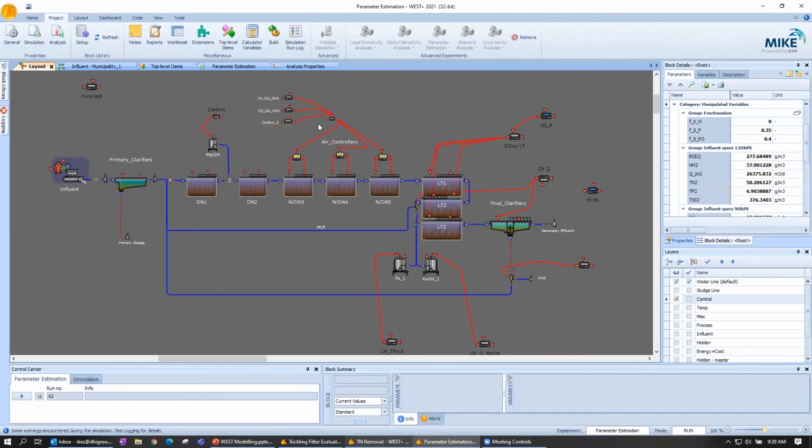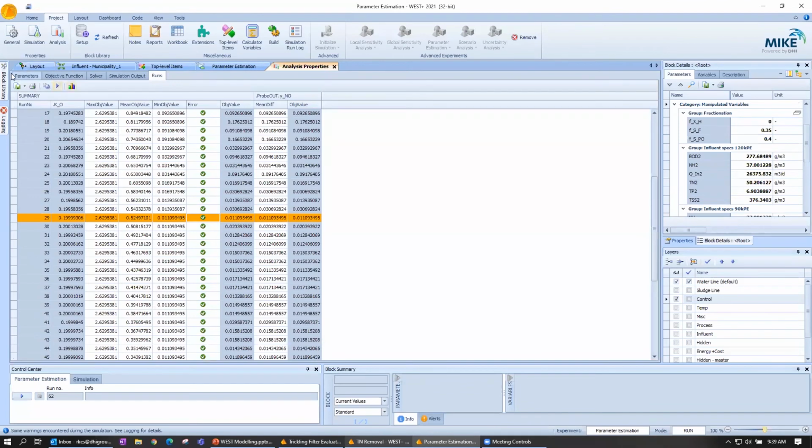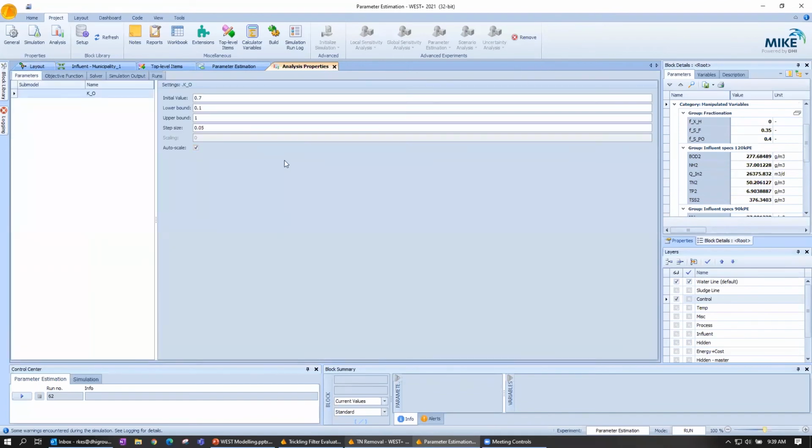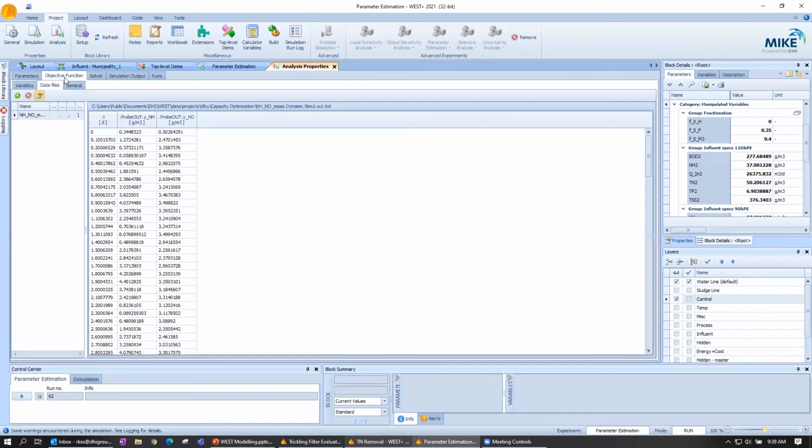And one way to do that is to use parameter estimation. So if I go to the analysis properties, this is one of the advanced experiments. They're grayed out up here because I have one open. But in this case, I've selected the parameter KO for each of the tanks. So it's a saturation coefficient for oxygen in the activated sludge, which can be different from plant to plant. It's not always the same constant. And you select an objective function.